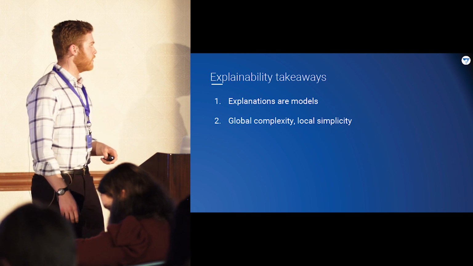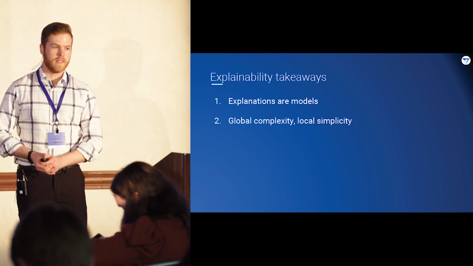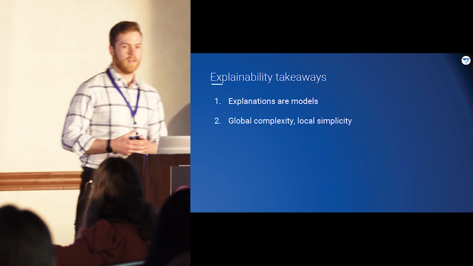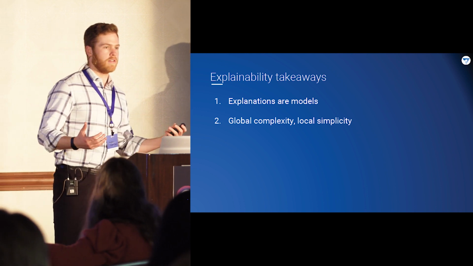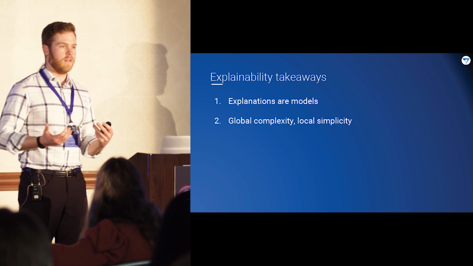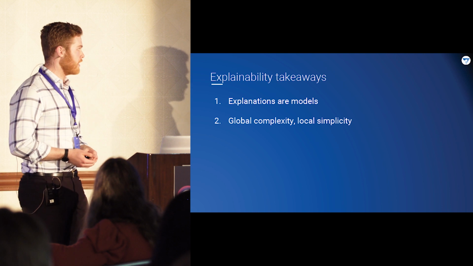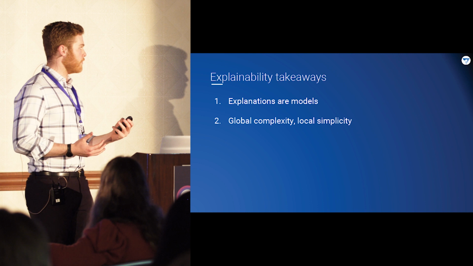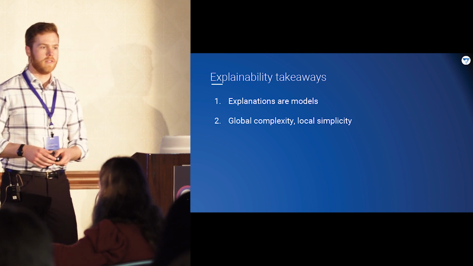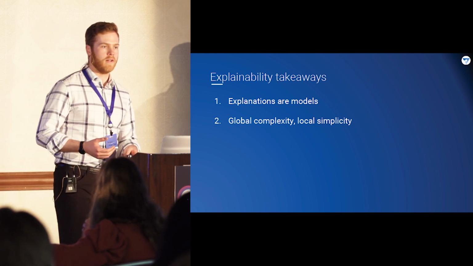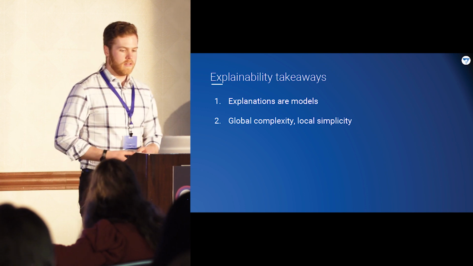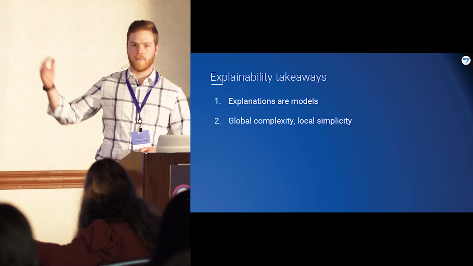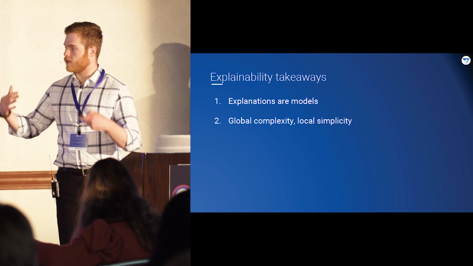Okay, so there are two big takeaways I want to give you. The first one is that explanations are just models in and of themselves. If you're used to building models, building explanations is more related than you'd think. The second is that there's great power in the idea of global complexity yet local simplicity when it comes to explaining complex phenomena that are globally complex. Hopefully by the end of this you'll have a much better understanding of what these are, but I want to put these up first so you can percolate on them as I talk.